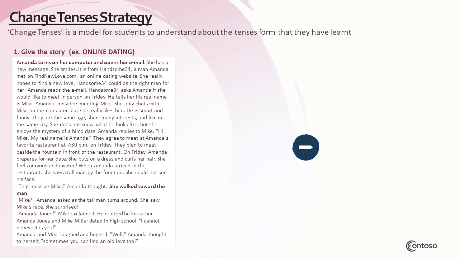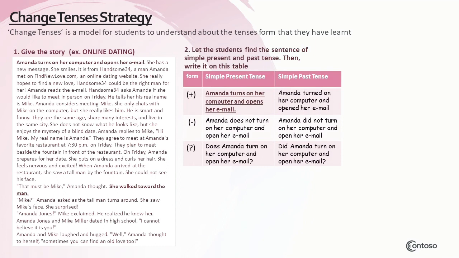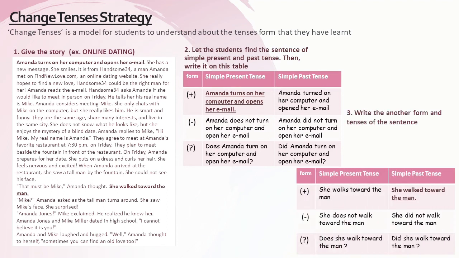Then let students find the sentence of simple present and past tense. Then write it in this table. And the last, write the other form and tenses of the sentence, like this. You can see the table.